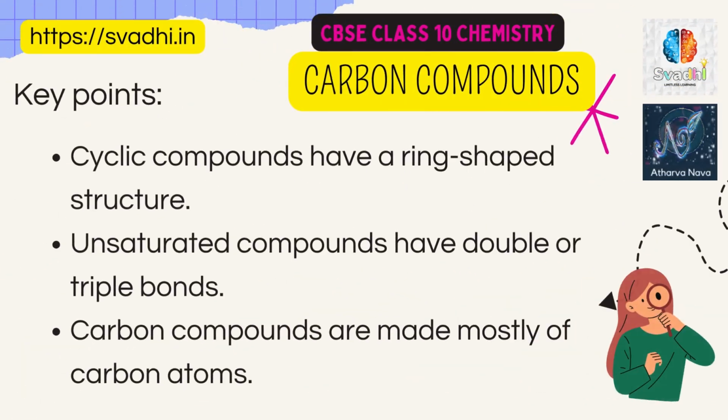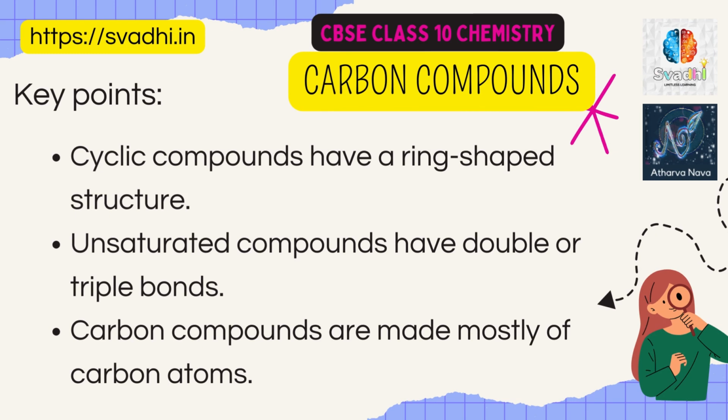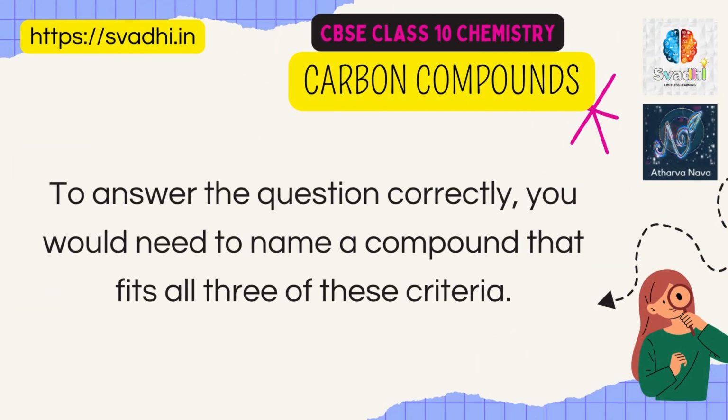Key points. Cyclic compounds have a ring-shaped structure. Unsaturated compounds have double or triple bonds. Carbon compounds are made mostly of carbon atoms. To answer the question correctly, you would need to name a compound that fits all 3 of these criteria.